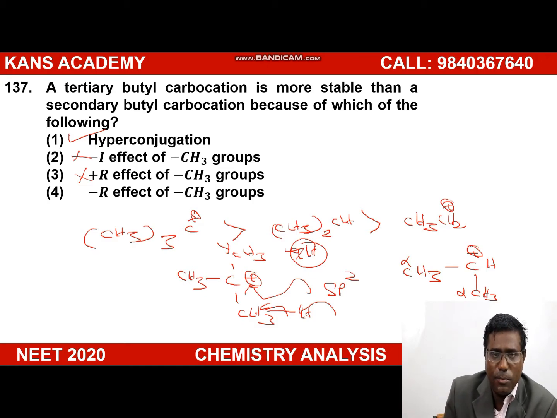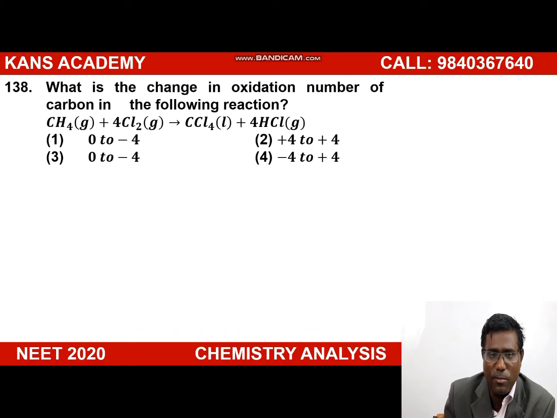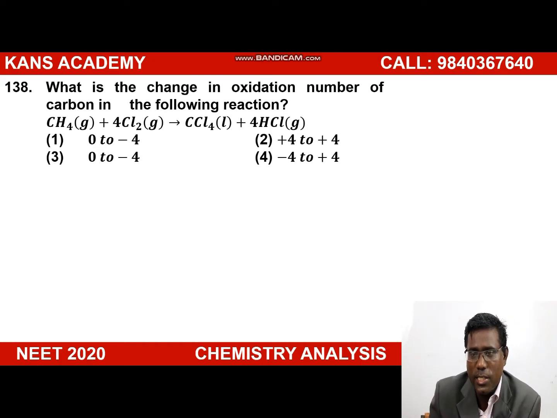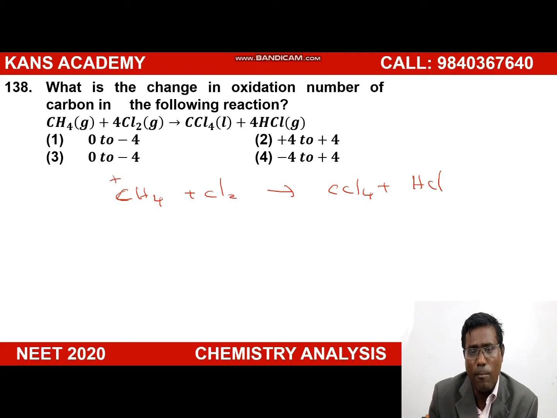Question number 138. What is the change in oxidation number of carbon in the following reaction? Methane reacts with chlorine and produces carbon tetrachloride plus HCl. All the hydrogens are replaced by chlorine and you get carbon tetrachloride. The oxidation state of carbon in methane is -4, because 4 hydrogens are +1 each, giving +4. So -4 plus 4, and the molecule is neutral.